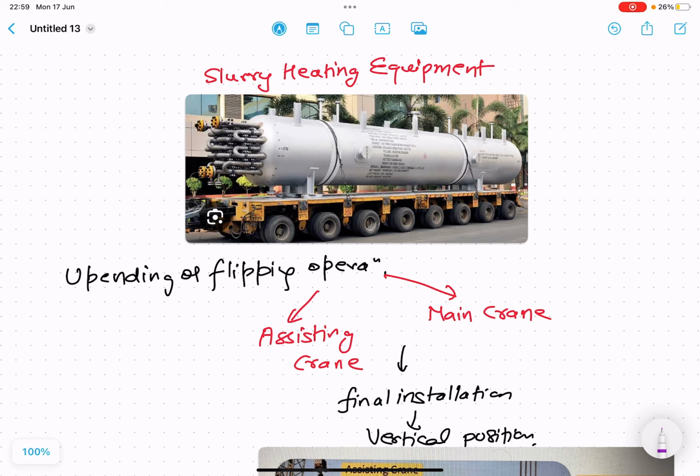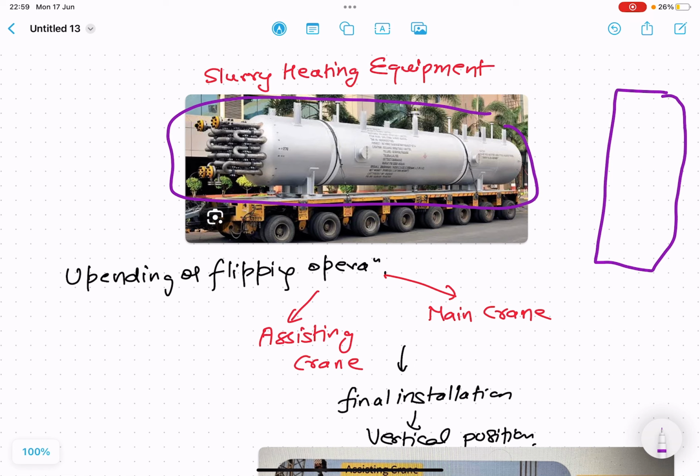basically slurry heating equipment. This equipment is cylindrical in shape and we have to do its erection vertically. The installation is basically vertical. Such an operation is where we have to do a vertical installation. Suppose there is also a bridge gantry. If you have seen, the bridge gantry legs are assembled in the form of an A over the ground, then this A is lifted up, and the erection is done from the horizontal A to the vertical A.